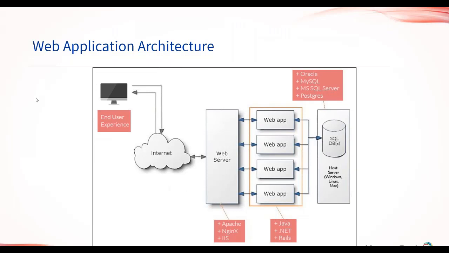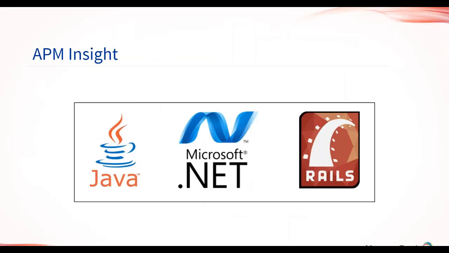So as I just mentioned, the APM Insight module, that is the module responsible for the application performance monitoring parameters in Applications Manager, is available for Java-based applications, .NET-based applications, and applications based on Ruby on Rails. Soon we will also be supporting all applications based on PHP and Node.js as well.